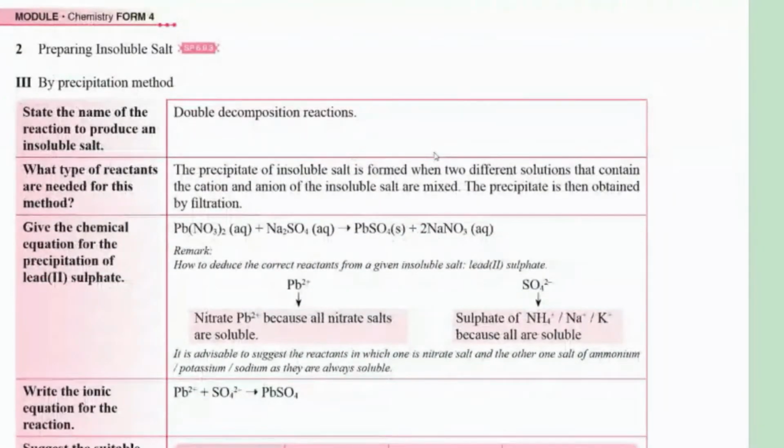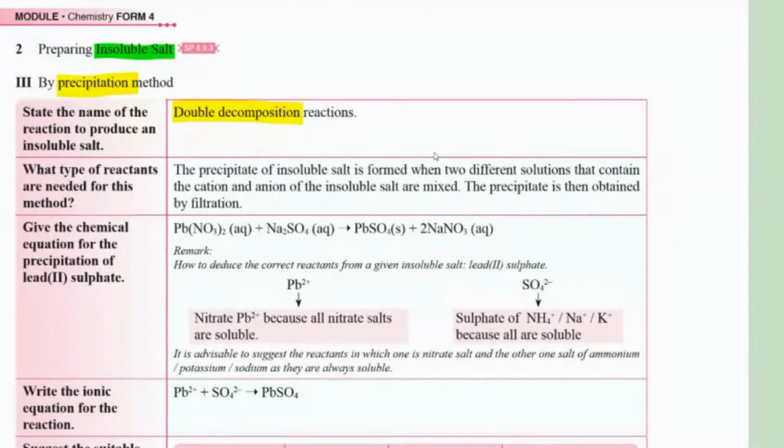By precipitation method, precipitation reaction or method. Remember the terms, precipitation or double decomposition. They are the same. This is for insoluble salt. So what type of reactants are needed for the method?